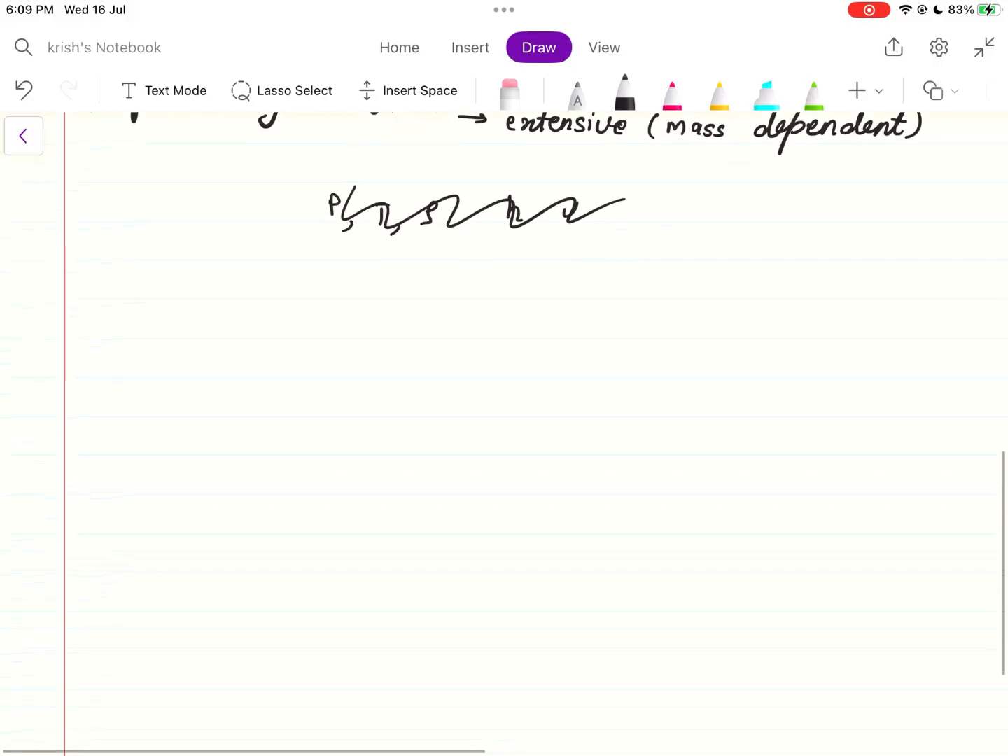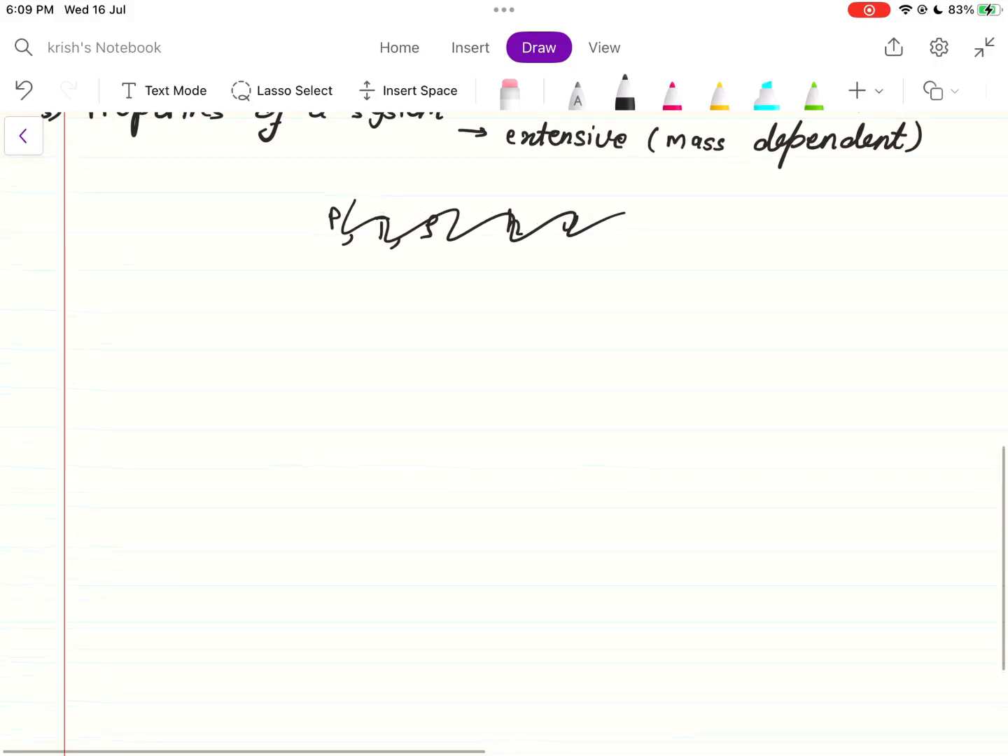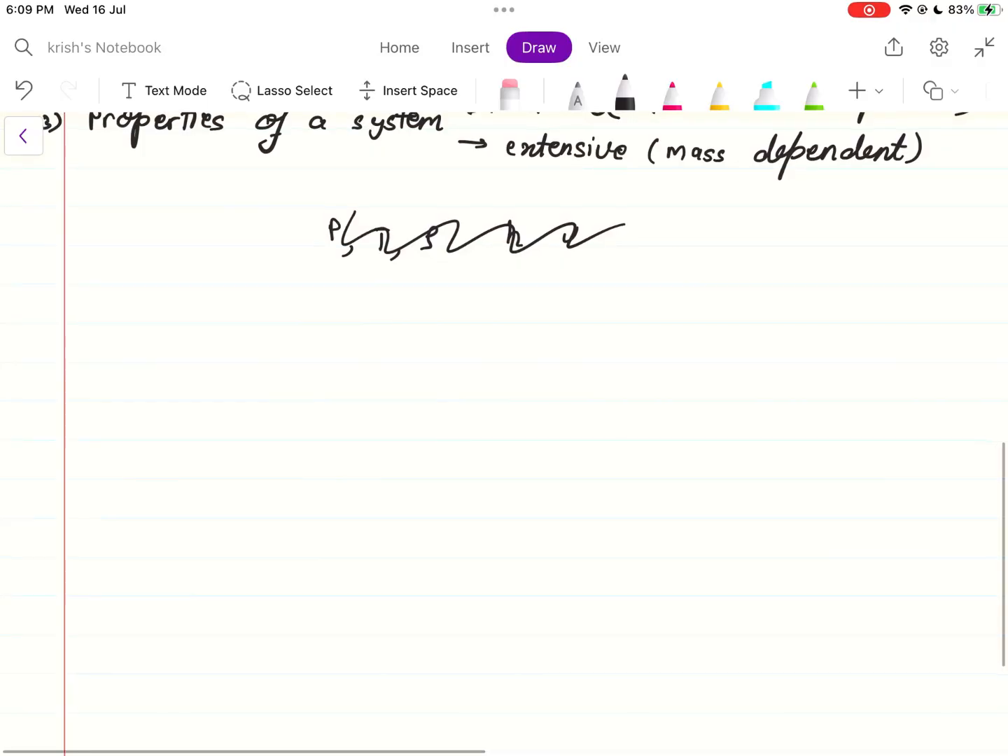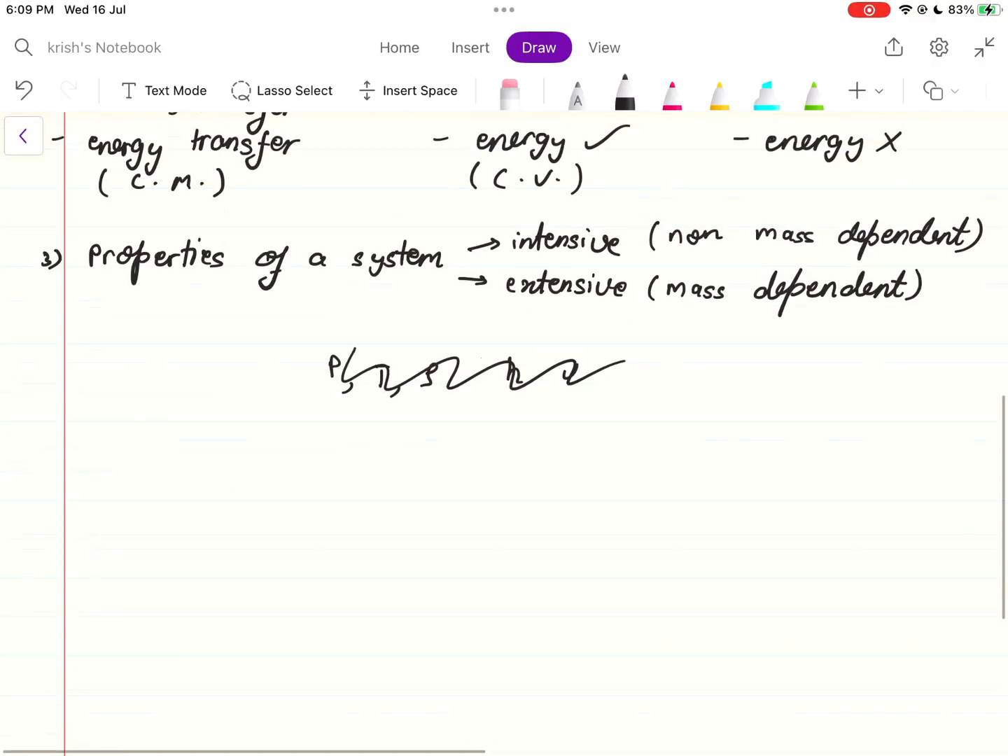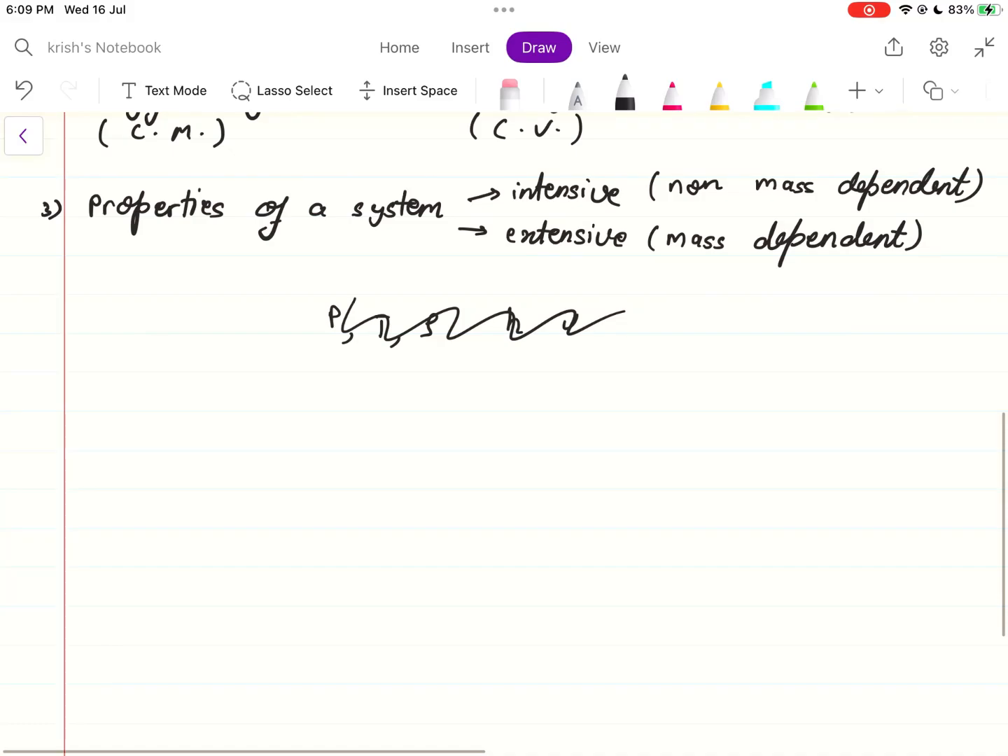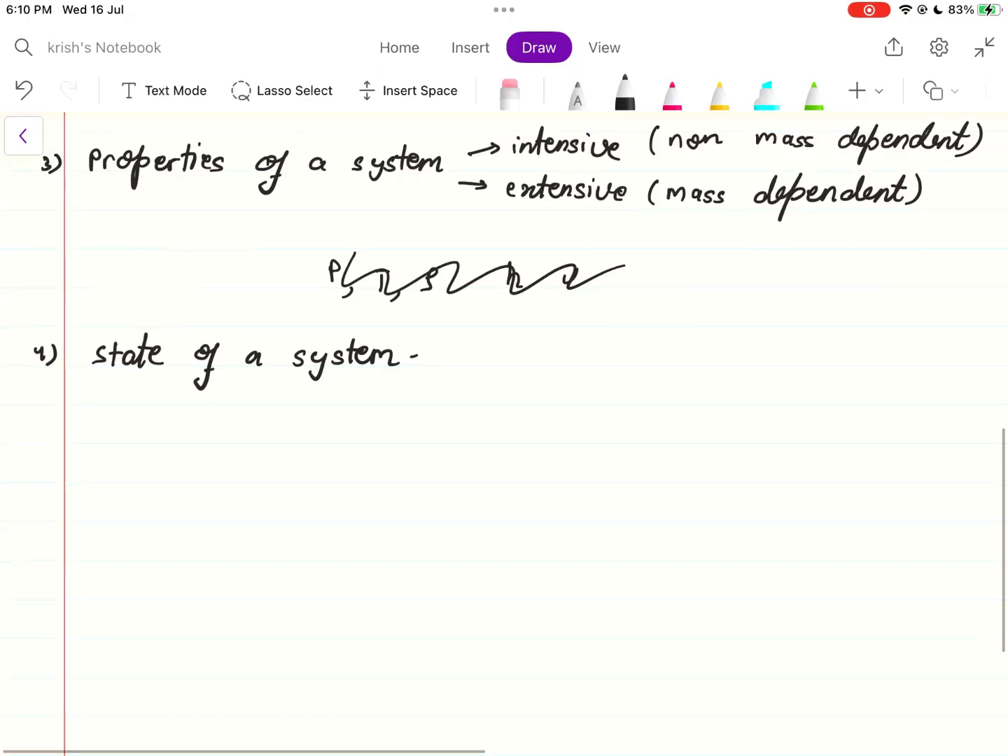Next, I should explain what is meant by a state of a system since we are studying properties. State of a system. A state is a set of properties that completely describes a system. This is important, so I will write it down. Set of properties.